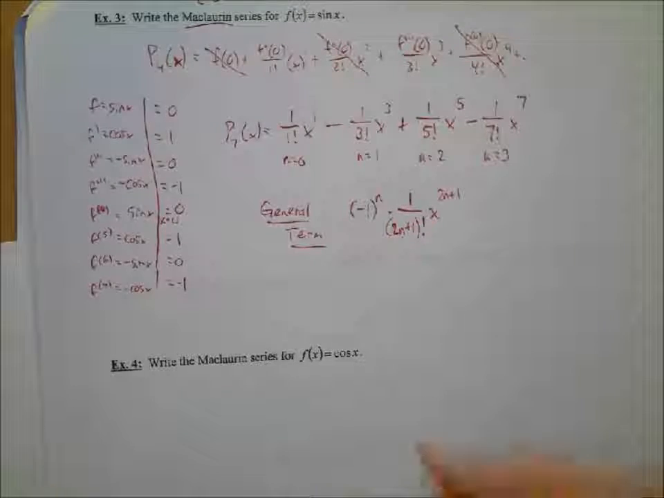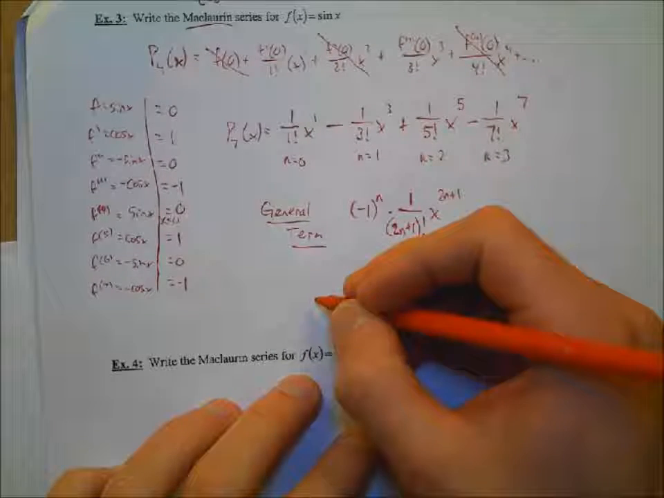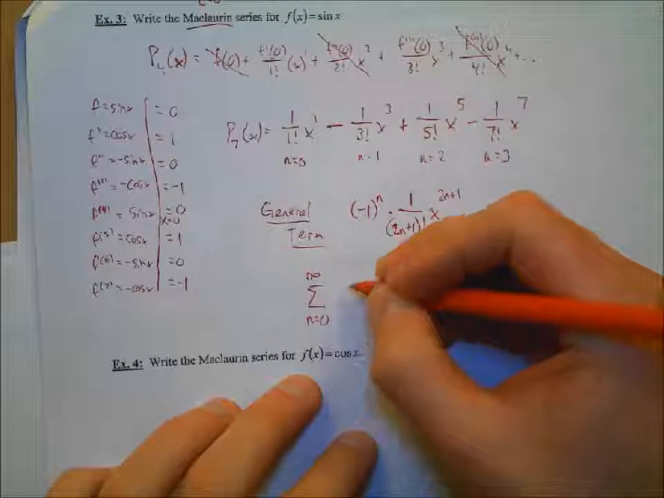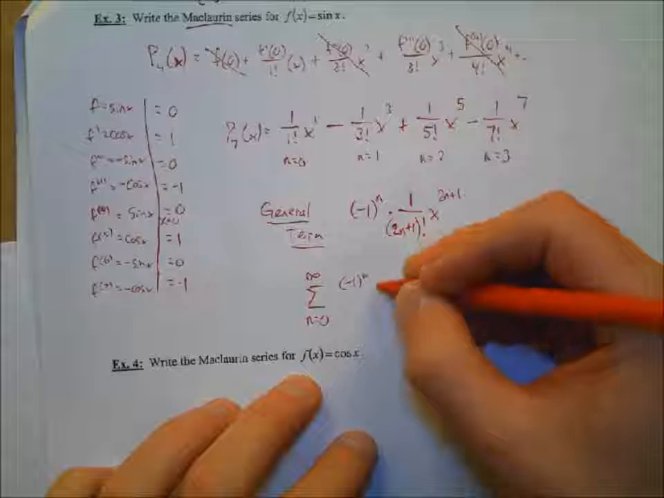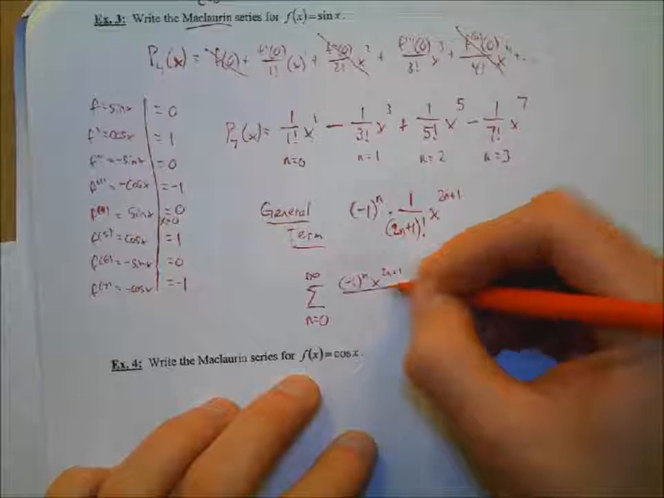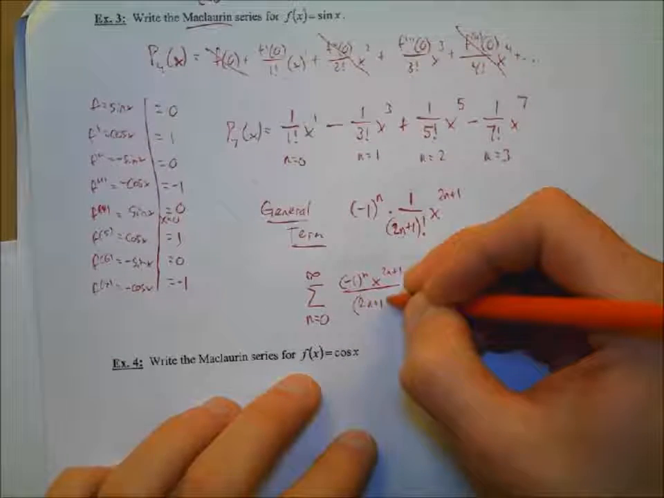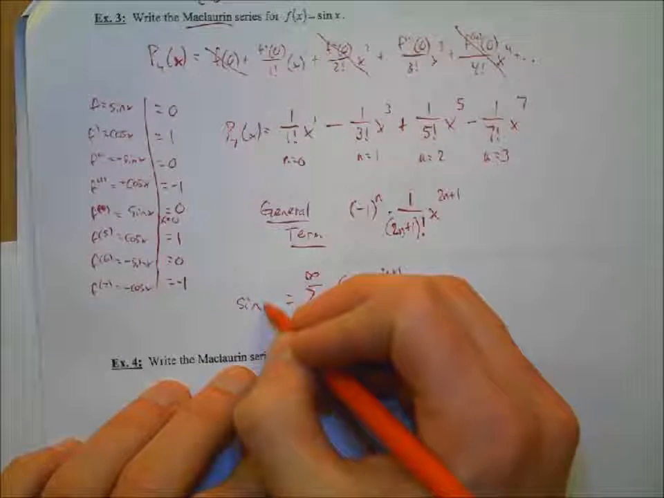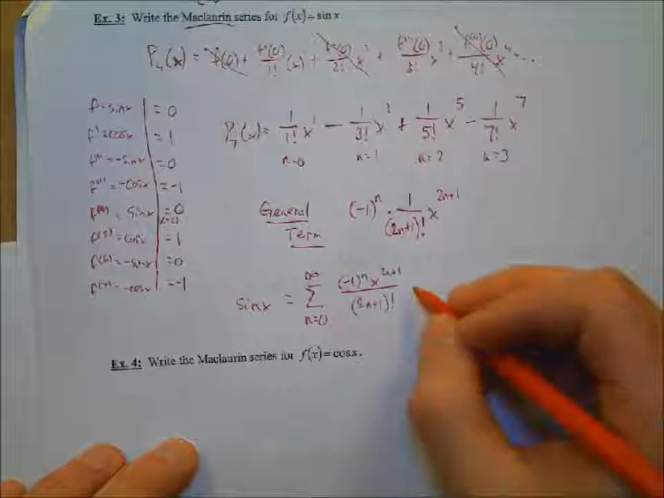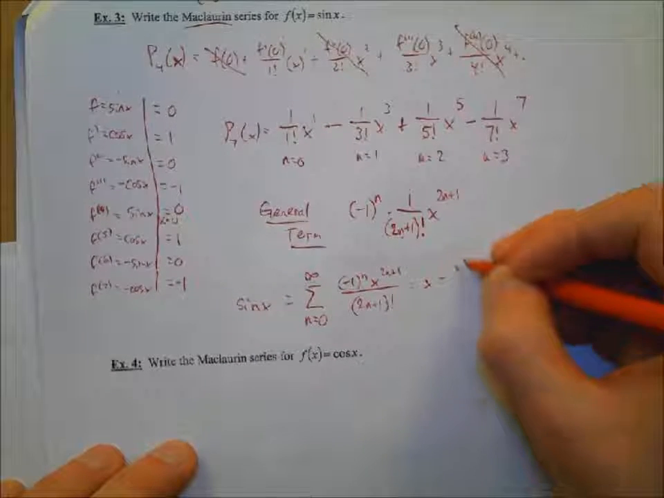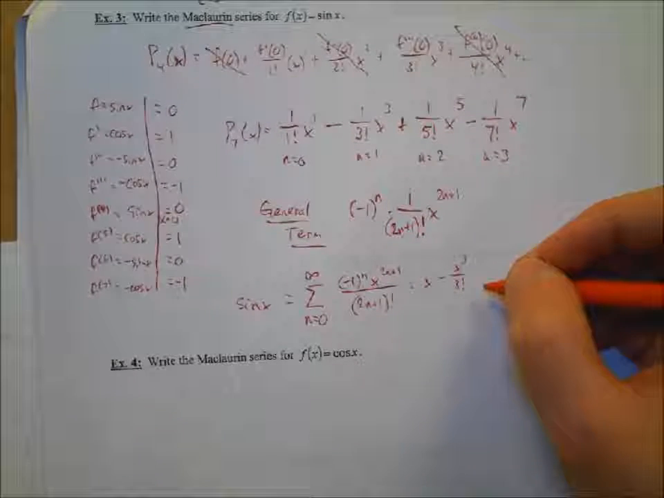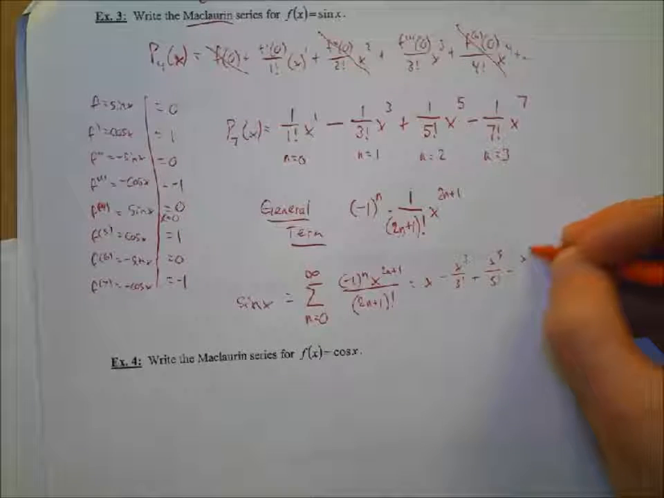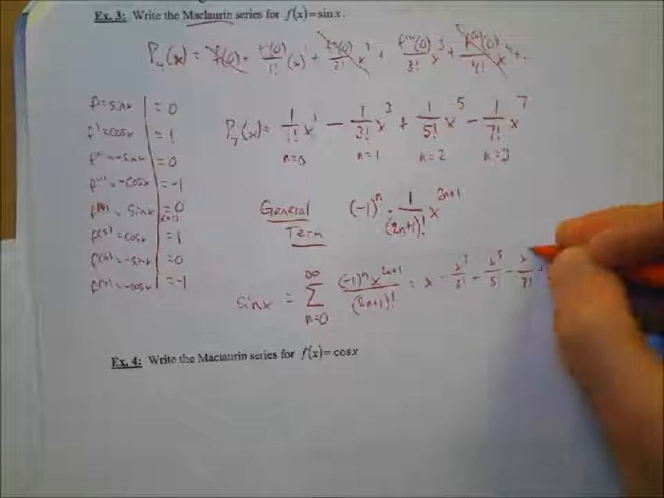There's our general term, and so we'll just put that into a series and we'll have our answer. So negative 1 to the n, x to the 2n plus 1 over 2n plus 1 factorial. And that is sine of x. Okay. Which, again, is equal to x minus x cubed over 3 factorial plus x to the 5th over 5 factorial minus x to the 7th over 7 factorial plus dot, dot, dot. You get the idea.